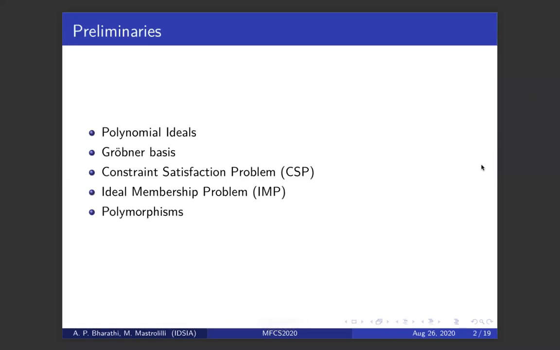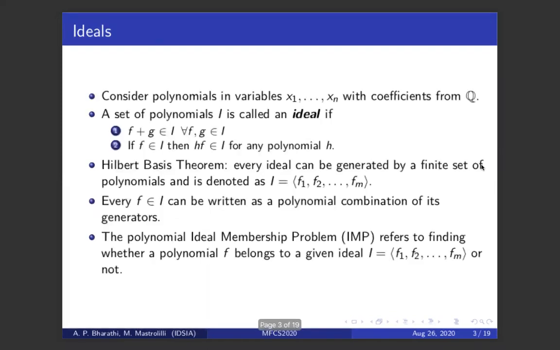We will first go over the preliminaries, where we discuss 5 concepts that will allow us to describe the problem that we are interested in. We deal with polynomial ideals, where we consider multivariate polynomials with variables x1 to xn with rational coefficients.